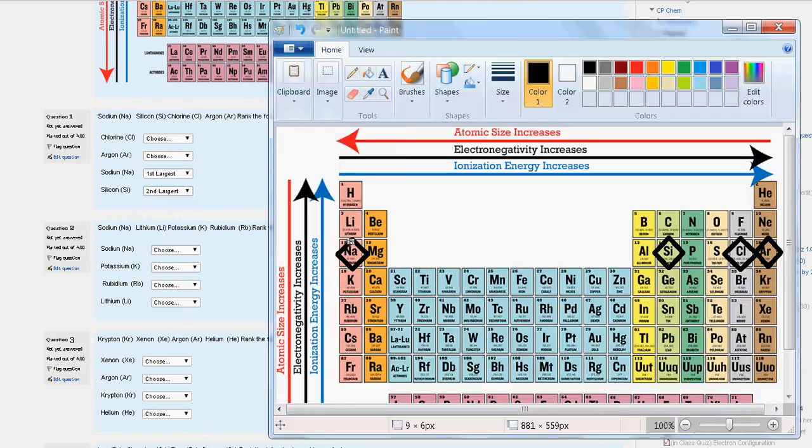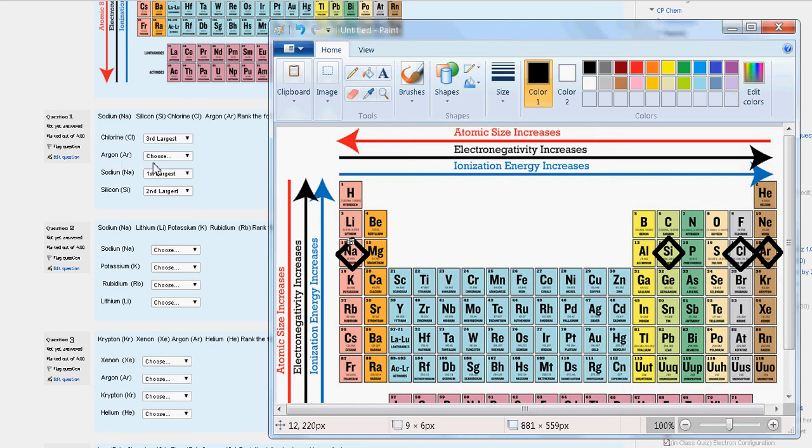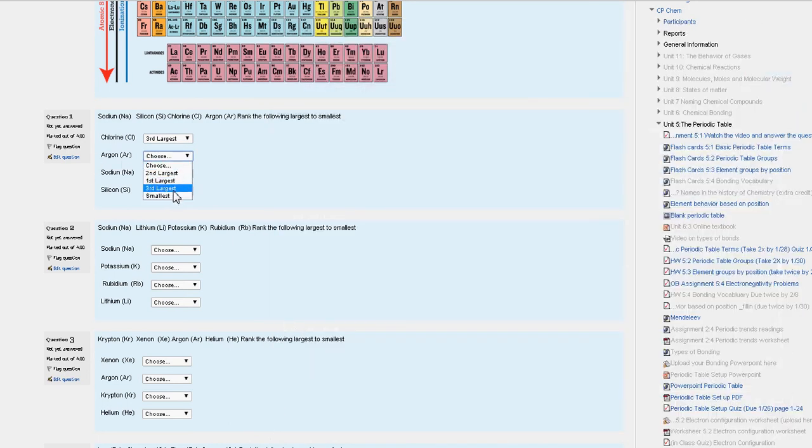Remember, they keep getting smaller as you go across the row because you have more protons pulling on them. Chlorine is the third largest, and then the smallest of these is going to be argon. Okay, so that's how that works.